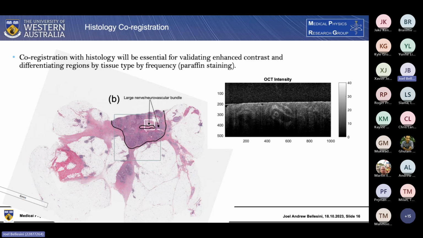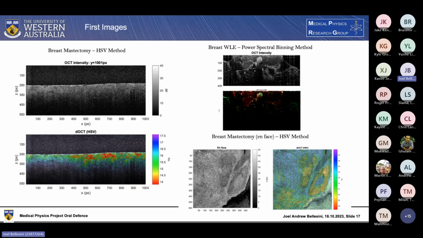And obviously, we'll need to co-register with histology. This will be essential for validating enhanced contrast of different tissue types by frequency, and we'll be using paraffin staining for this case. Here's an example of an image that we've got so far with histology coming back, just to see what it looks like, how we can identify different features, and then validate them against our OCT and dynamic images.